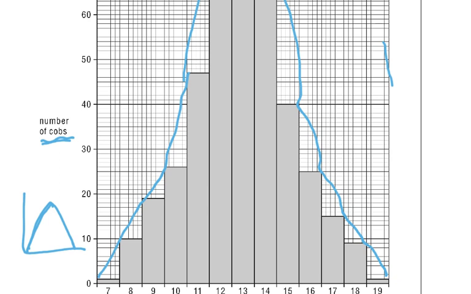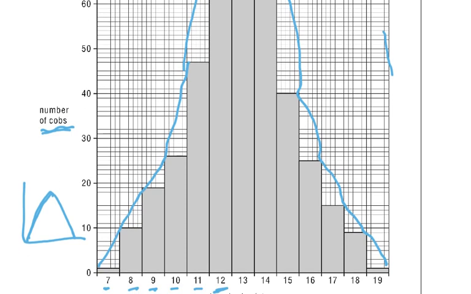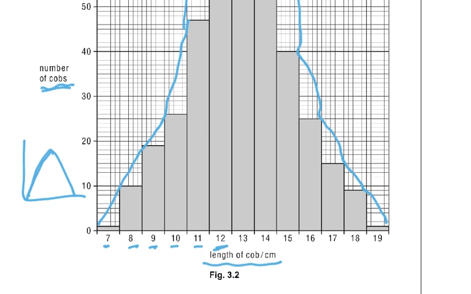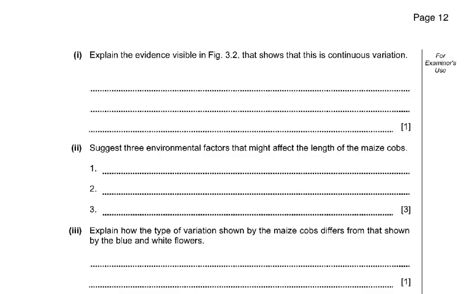Continuous variation shows there are two extremes, and then there are lots of intermediates, like the height of 16-year-old boys, the height of 18-year-old girls. So you were given this graph to look at first of all, and then look at the data, just like I said: length of the cob in centimeters, number of cobs. And then it says, explain the evidence visible in figure 3.2 that shows that this is a continuous variation.